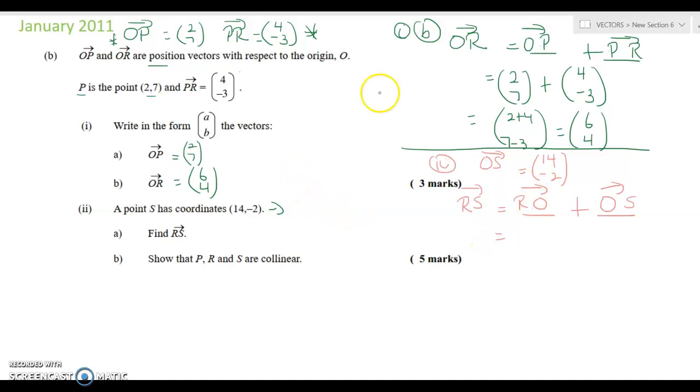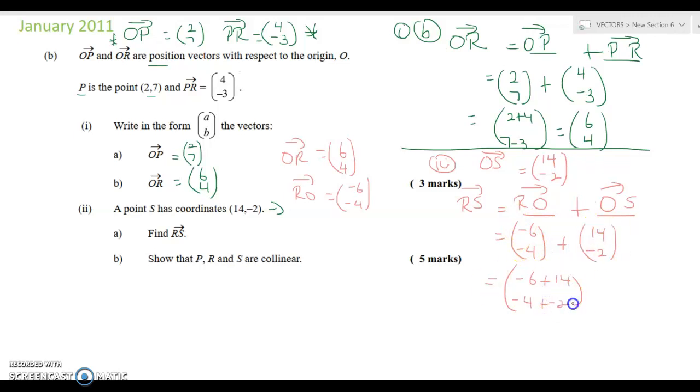Now, OR, so let's do it here. OR is (6, 4). So RO is (-6, -4), plus (14, -2). So we're going to get -6 plus 14, and -4 plus -2. So -6 plus 14 is 8, and then a plus and a minus, -4 take away 2 will be -6. So this is RS, right? So RS is (8, -6).